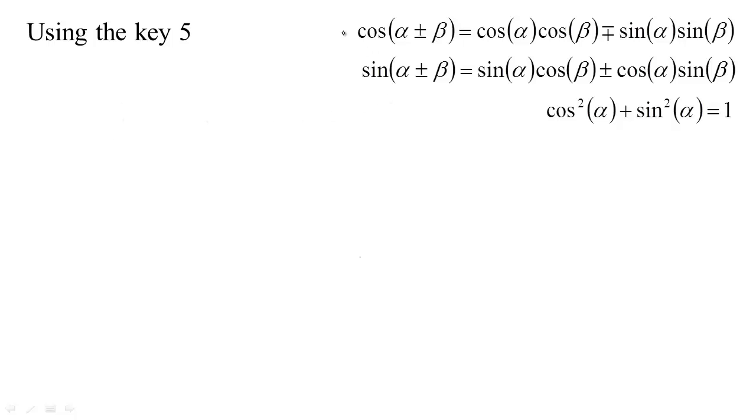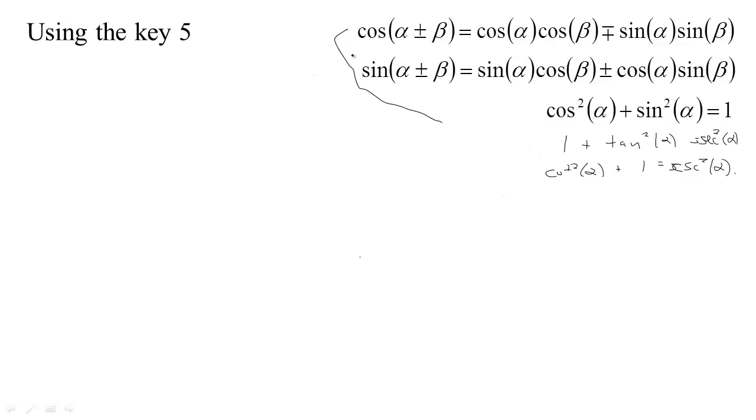So if you have these key 5 identities memorized, then you can do a lot of things. We've already mentioned how if you know this one, you can divide both sides by cosine squared to get 1 plus tangent squared equals secant squared, or divide both sides by sine squared to get cotangent squared alpha plus 1 equals 1 over sine squared, which is going to give you cosecant squared. So that one's handy for these.